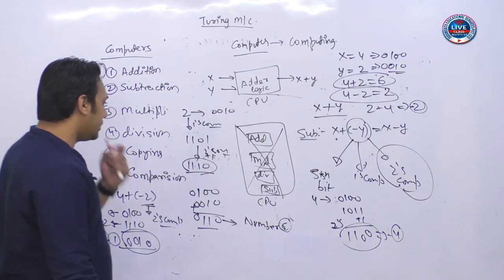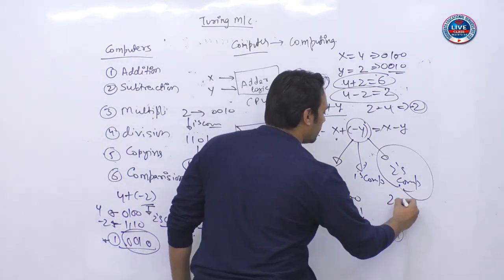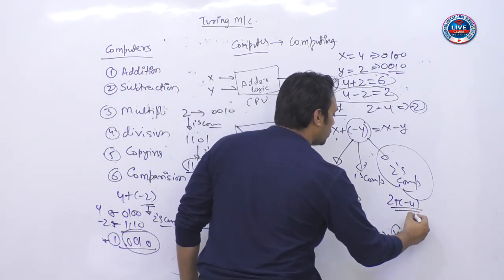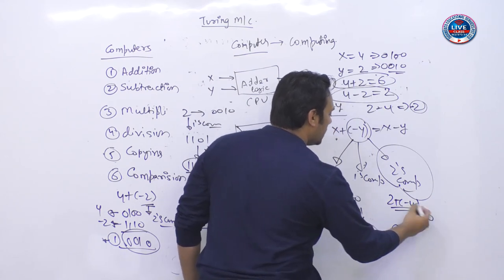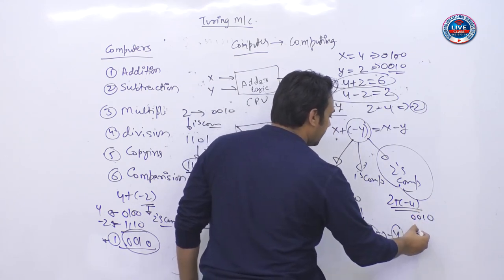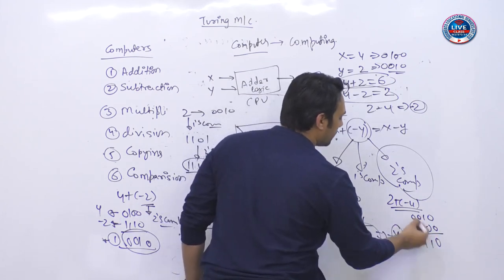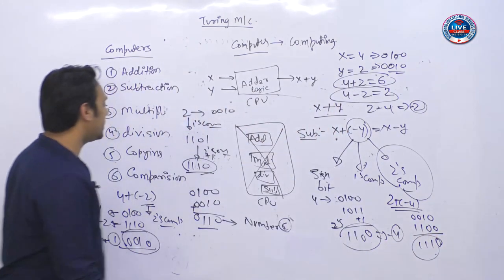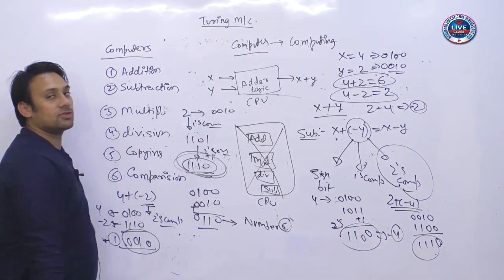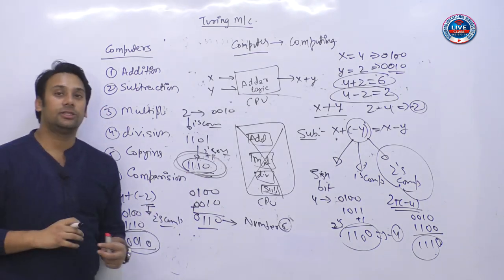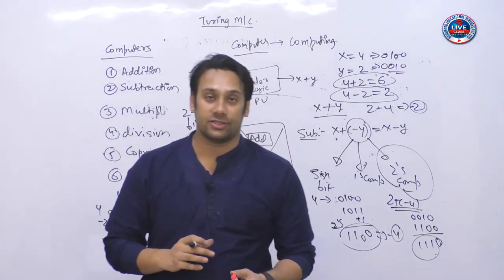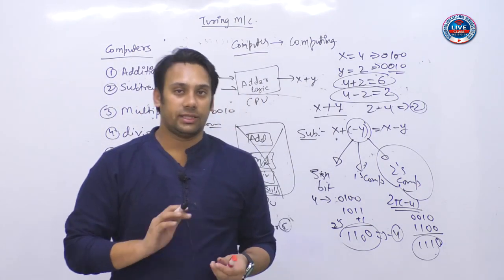So now if I add 2 plus minus 4, that means 2 can be represented as 0010, and minus 4 can be represented as 1100. So the entire addition is going to be 1110, and you can clearly say this is already representing minus 2. So basically, just by adding these two numbers, you can perform subtractions. Okay, itna clear hai sabko?